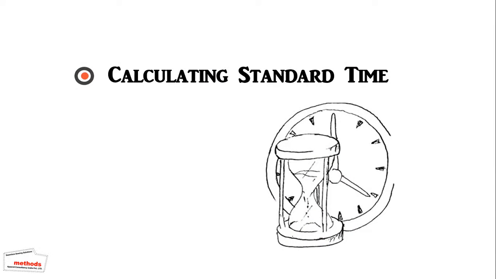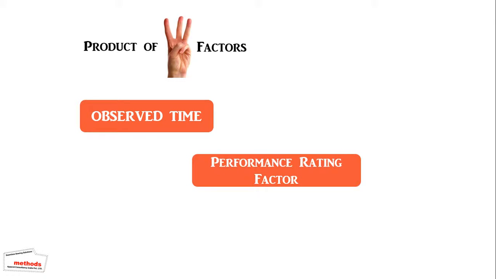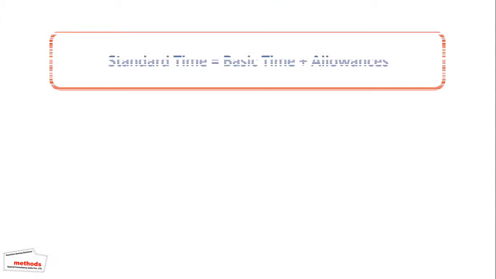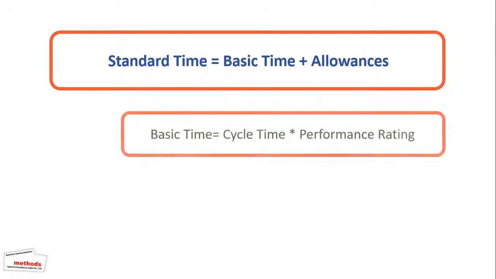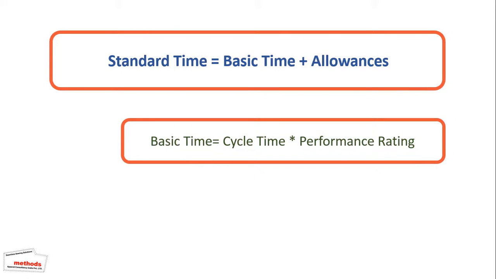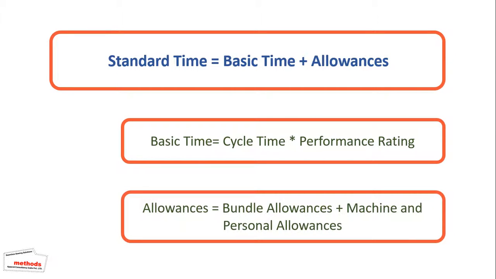Now, we finally move on to the part where we learn how to calculate standard time and the formula associated with it. Before this, we must know that the standard time is computed based on 3 factors: observed time, performance rating factor, and allowances. So we already know that standard time is equal to basic time plus allowances. Here we must know that basic time is the product of cycle time recorded and performance rating, and the allowances in case of sewing standards are the sum of bundle plus machine and personal allowances.